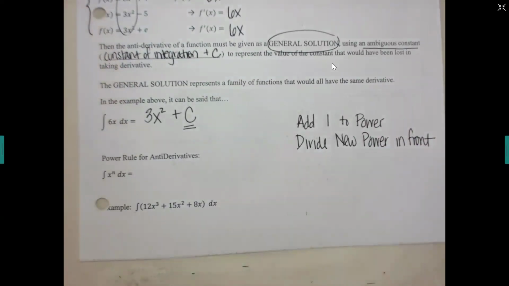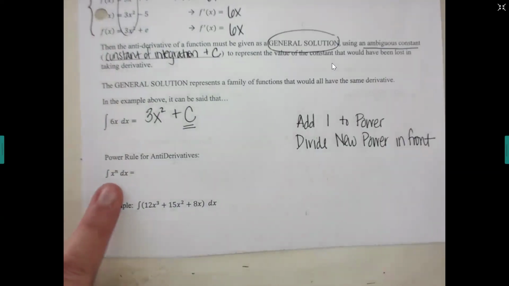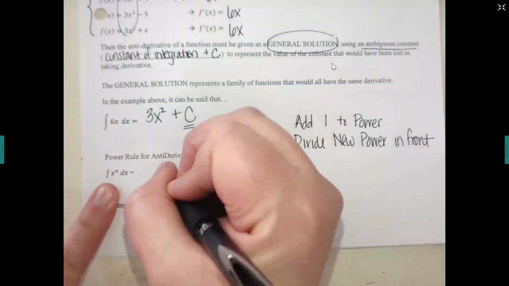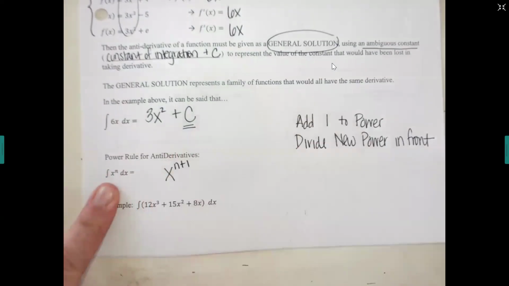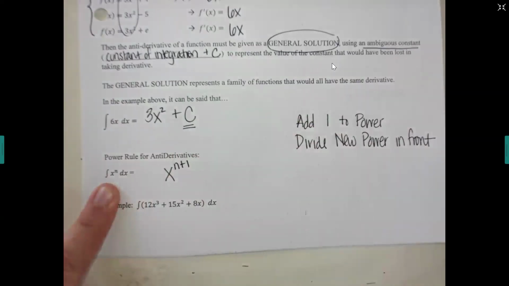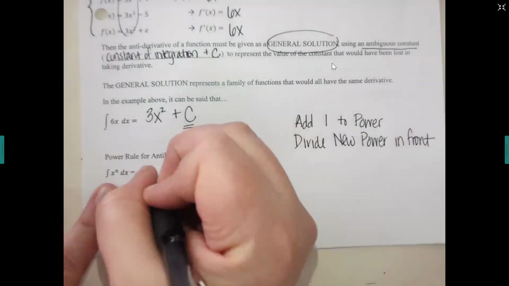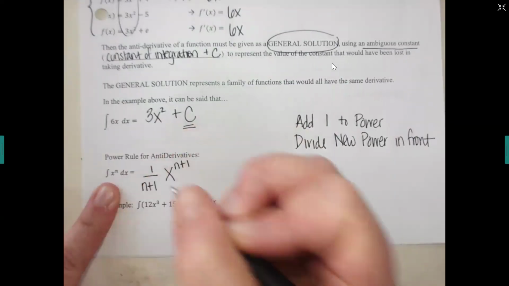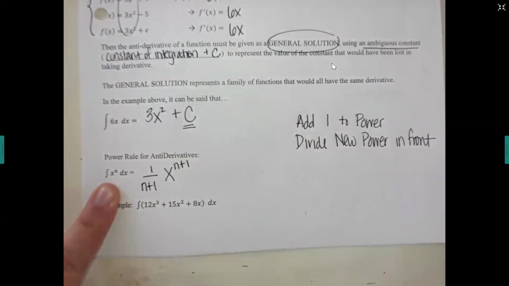So for example, if my equation was x to the n, right here, I would increase my power by 1. So x is going to be to the n plus 1. And then whatever that new power is, the n plus 1, I would divide that into the front. So now it would be 1 over n plus 1. Okay?